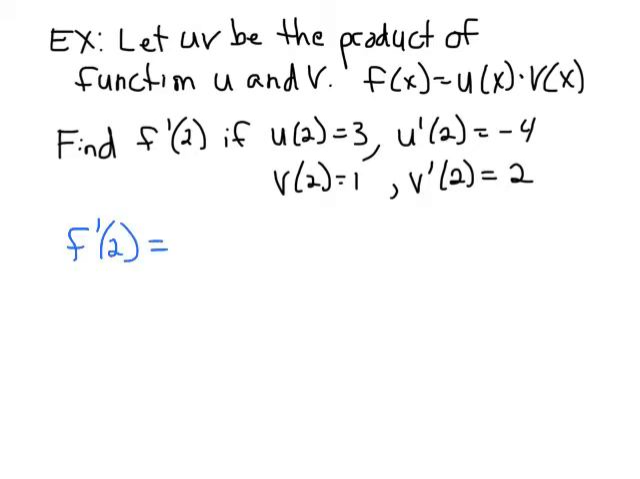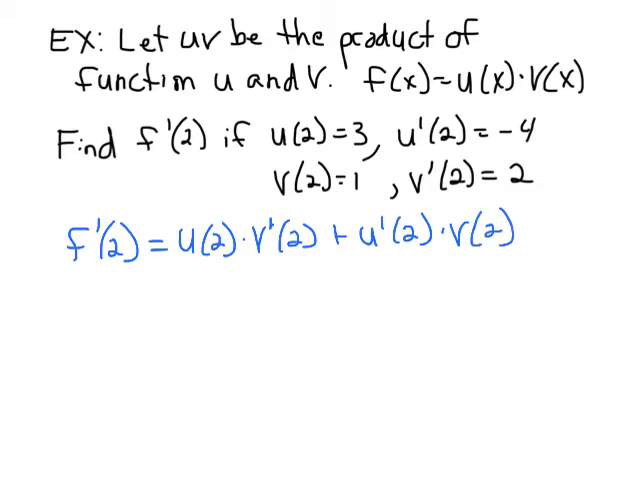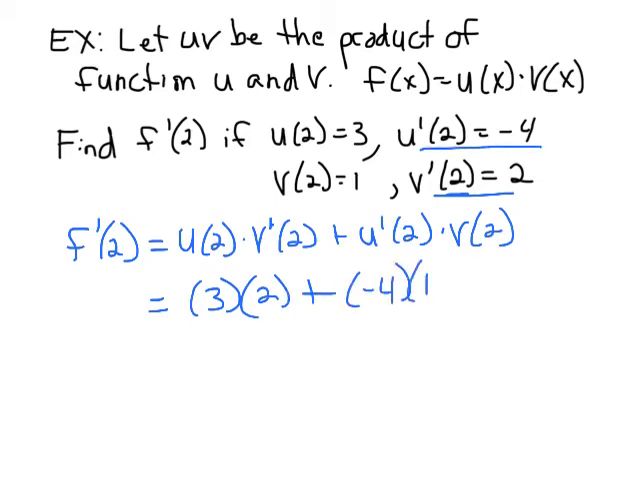Remember, f prime of 2 using the product rule is going to be u of 2 times v prime of 2 plus u prime of 2 times v of 2. And then it's just direct substitution. For u of 2, we have a value of 3. For v prime of 2, we have a value of 2. For u prime of 2, we have negative 4. And for v of 2, we have 1.